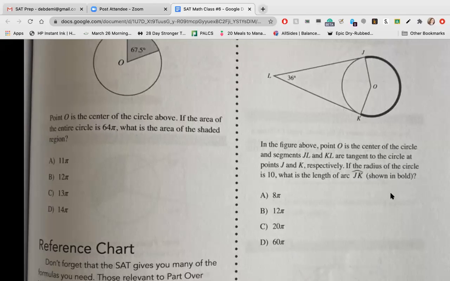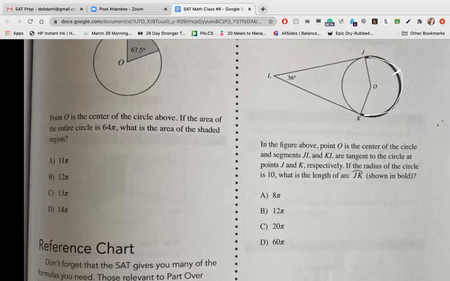So look how complicated this one is. In the figure above, point O is the center of the circle, and segments JL and KL are tangent to the circle at points J and K respectively. If the radius of the circle is 10, what is the length of arc JK shown in bold? Usually if it's a major arc, they give you 3 letters, but they're not doing that. They're just bolding it out. So we want to find, bear with me because this is a little tricky, the length of this. It says, what is the length? So it's this one right here. That length.